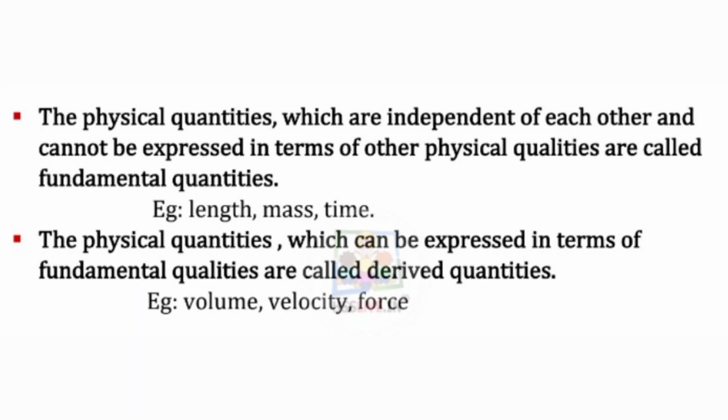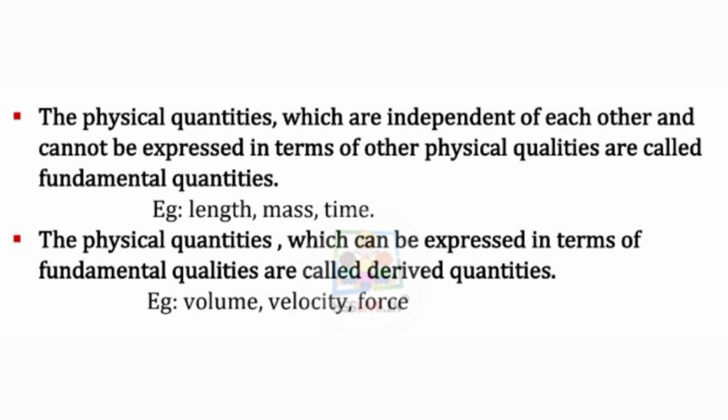Here the fundamental quantities or base quantities are the quantities which are independent of each other. That means they cannot be expressed in terms of other physical quantities. That means in the case of length, mass or time, we can't express that in terms of any other quantities, right? But the derived quantities are the physical quantities which can be expressed in terms of fundamental quantities. That is, they can be expressed in terms of base quantities or fundamental quantities.